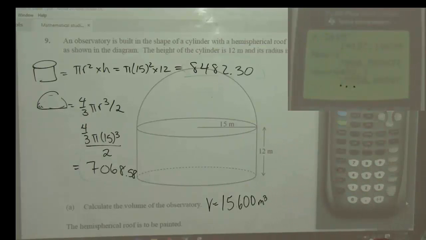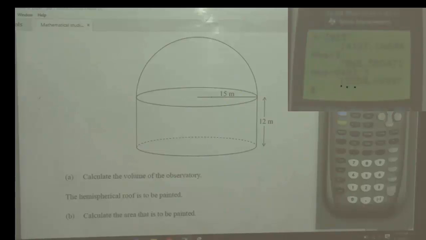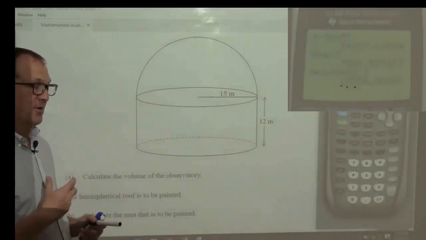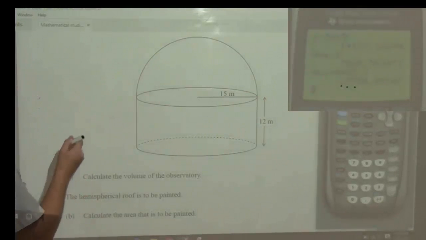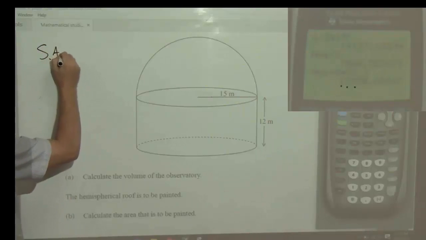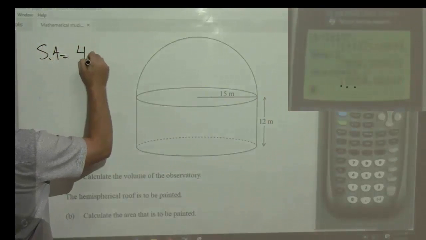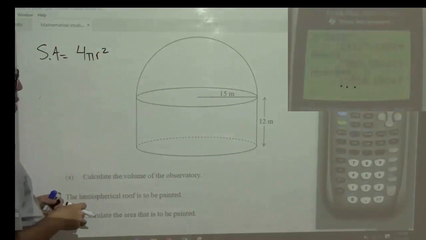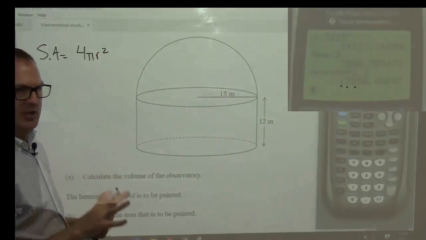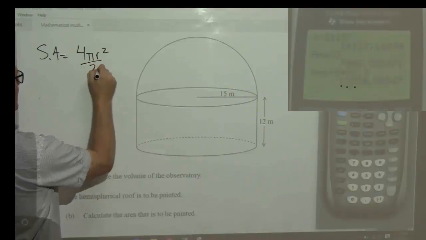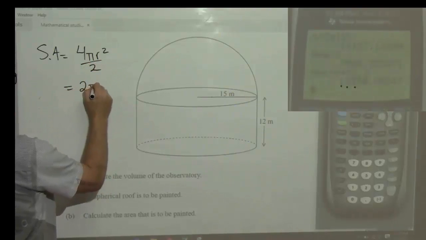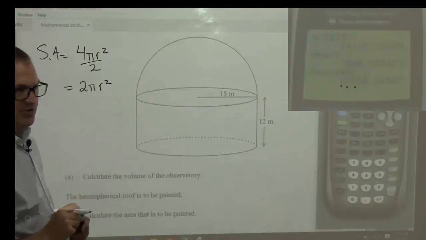Part B, the last part of the question: once you find the area that's to be painted, I tell you that the hemispherical roof is to be painted. And so again, the formula booklet will tell you that the surface area of a sphere is equal to 4 pi r squared. But again, that's for the whole sphere. We just have half of it, so I'm going to divide by 2. So really, that's 2 pi r squared.